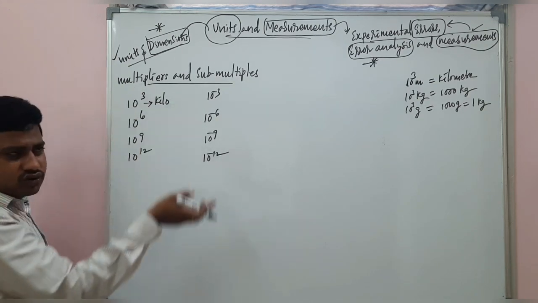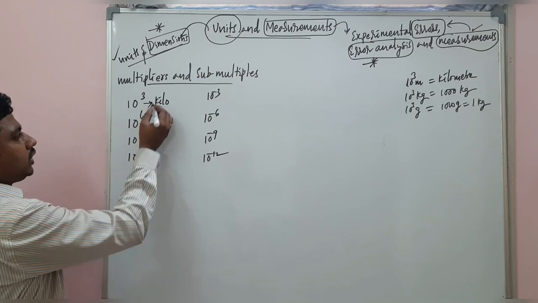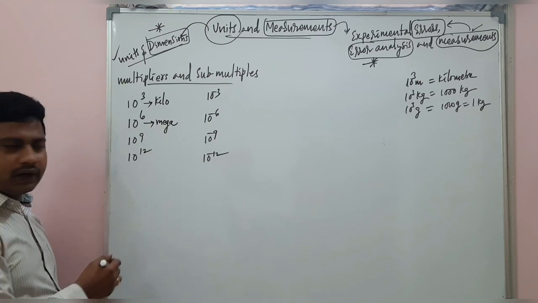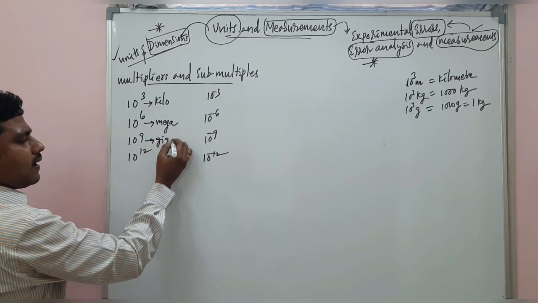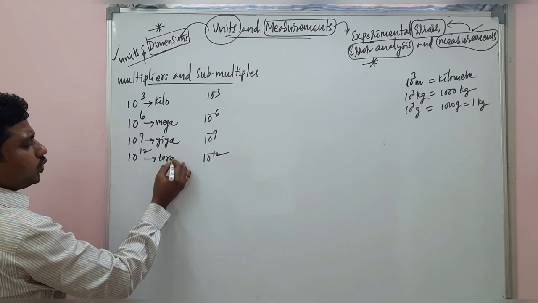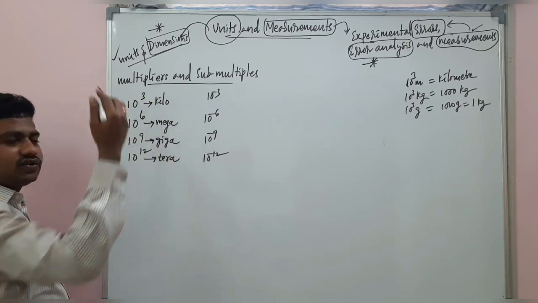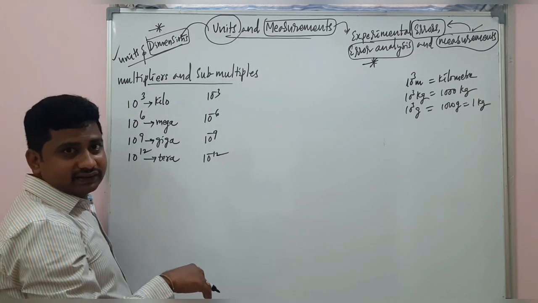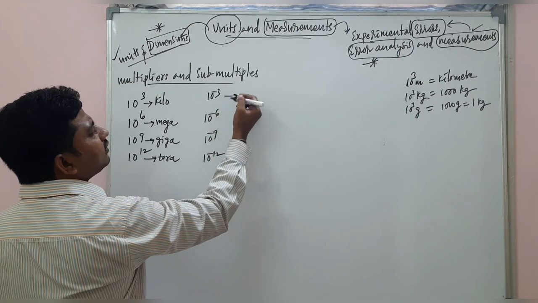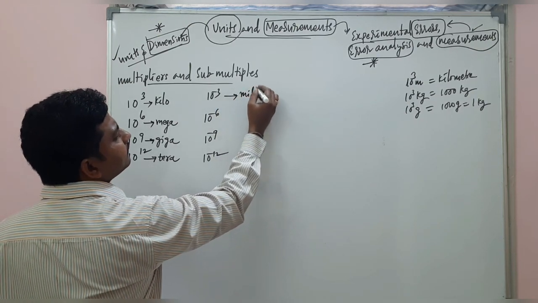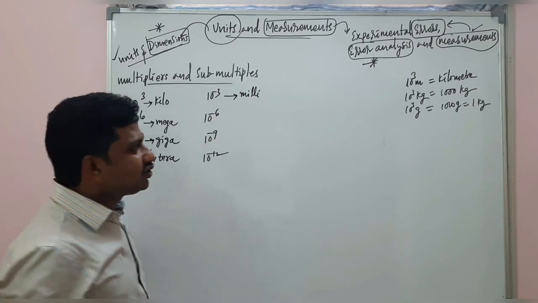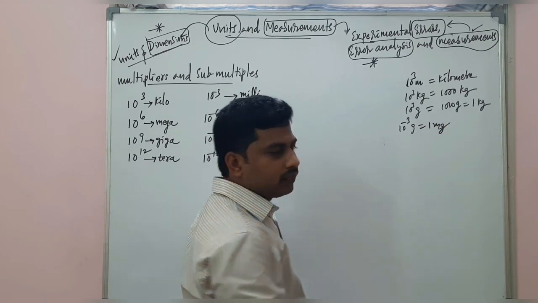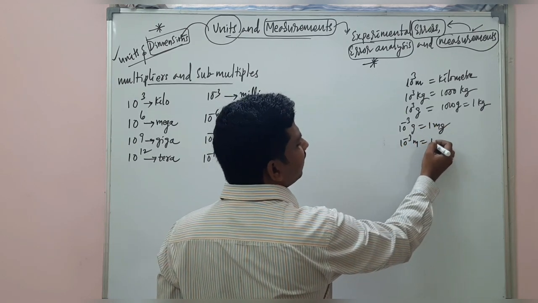In the same way, 10 raised to 6, 9, 10 raised to 12 also. So kilo, and this is called mega, this is giga and this is tera. The value of 10 raised to 3 is kilo, 10 raised to 6 is mega, and this is giga and this is tera. Let's concentrate on submultiples. 10 raised to minus 3 is milli. If I write 10 raised to minus 3 grams, that's called 1 milligram. 10 raised to minus 3 meter is millimeter.